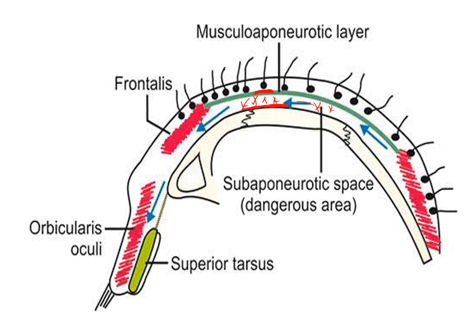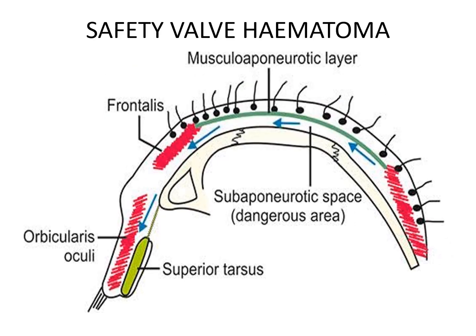Any blood collected in this layer will gravitate, or it will trickle downwards. We know that the frontalis muscle doesn't have any bony attachment. Therefore, the blood trickles down and it gets accumulated around the eyelid, producing a condition which is known as black eye. We have one more clinical condition here, which is known as safety valve hematoma. Let us see what that is.